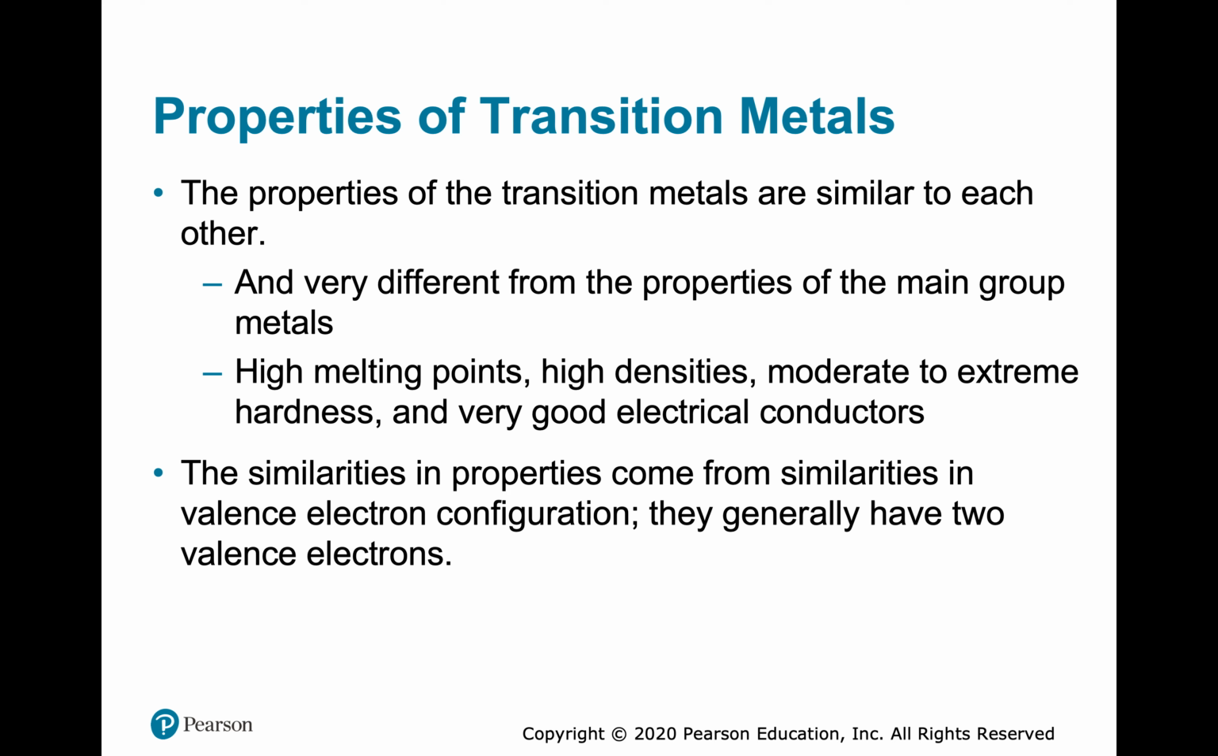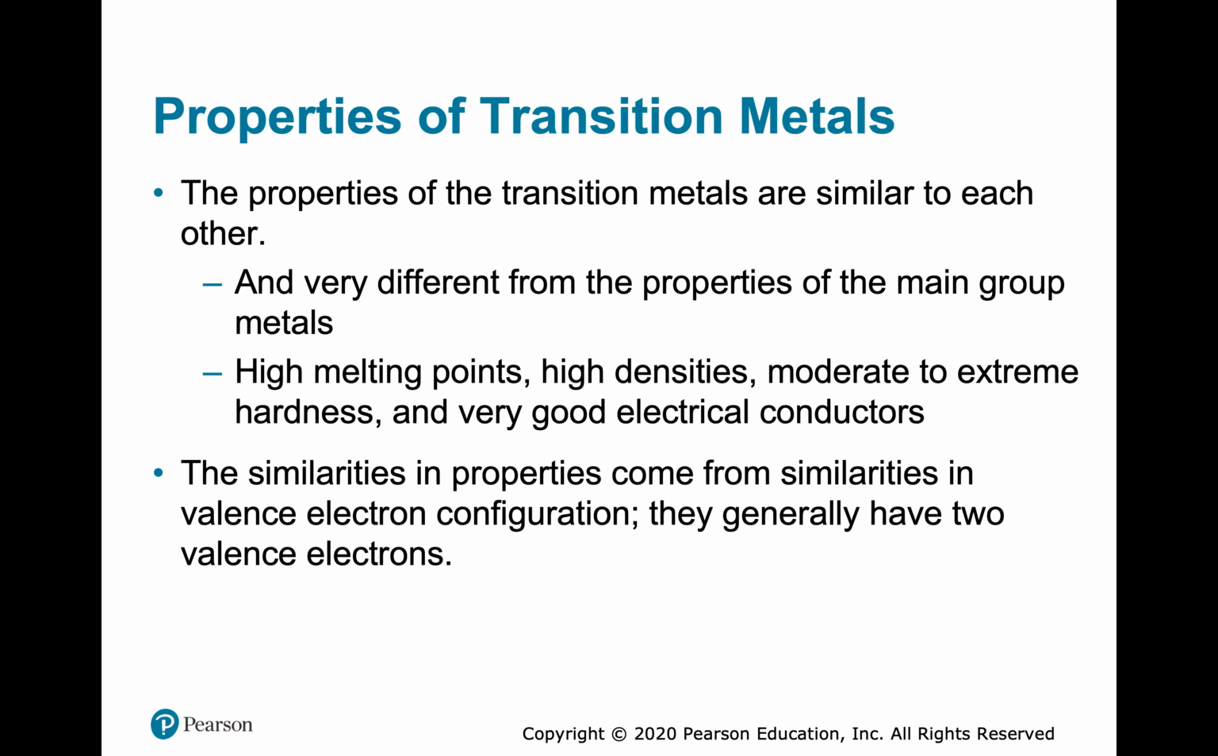So let's talk about transition metals in general. They're very different than the main group elements. Generally speaking, they have high melting points, high density, and pretty tough hardness, and they tend to be good electrical conductors. This is not true for all of them. Obviously, mercury does not have a very high melting point, and there are other metals like thorium that have really high melting points. But generally speaking, there's a wide range of physical properties here.